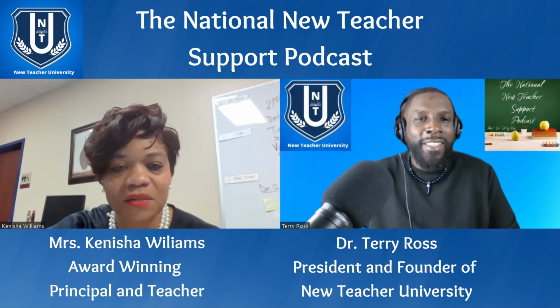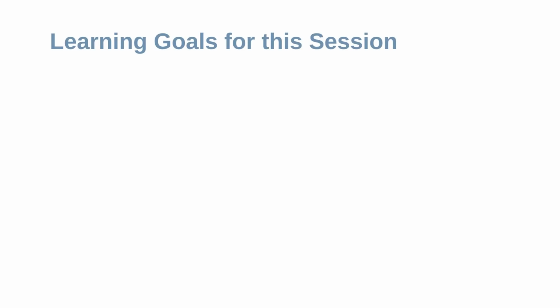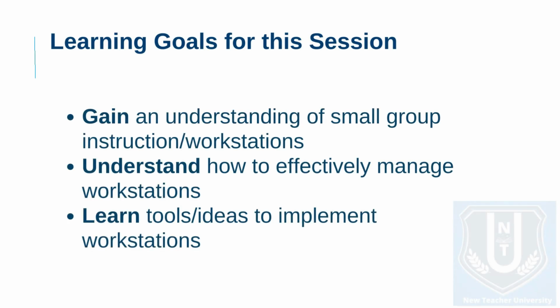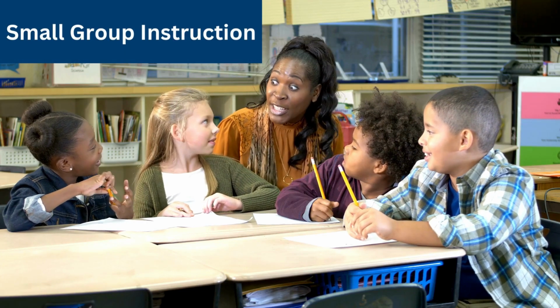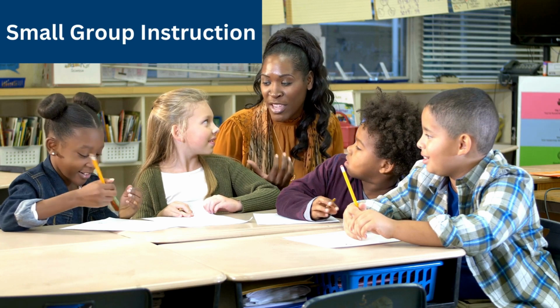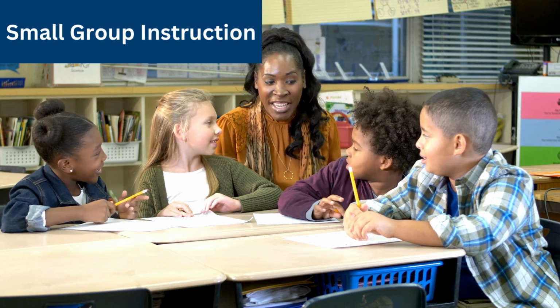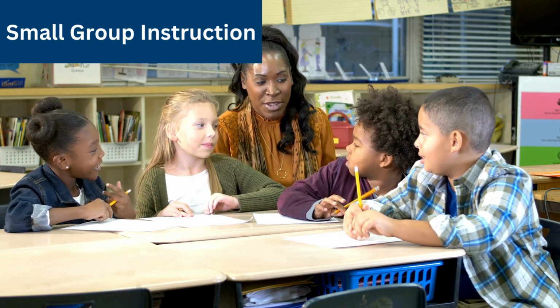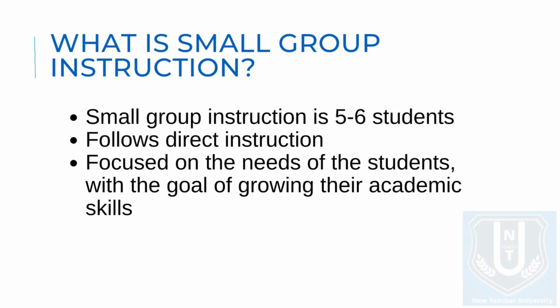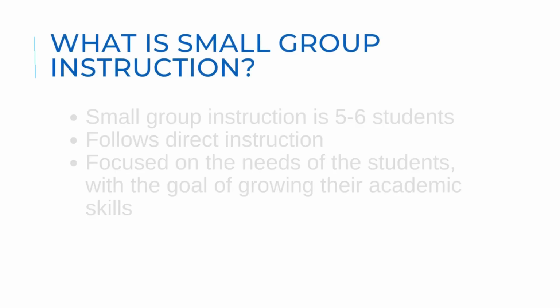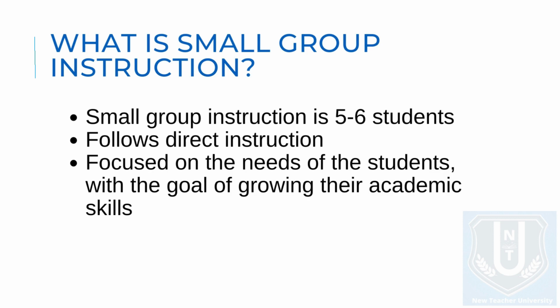The presentation today is on small group instruction. I asked the question when I get ready to present this information: when you think of small groups or workstations, what comes to mind? For me, it's small group instruction that is typically about 5 to 6 students. It comes after the direct instruction. So after the teacher has completed their direct instruction, they look at those targeted skills to see how they want to form their small groups. And then they focus on the needs of the students with the goal of growing their academic skills.